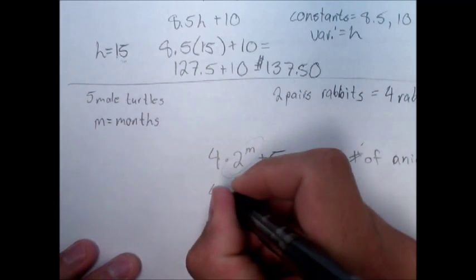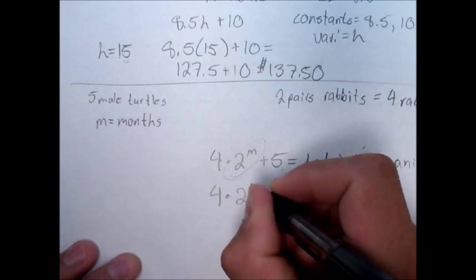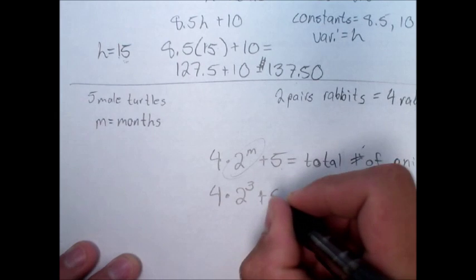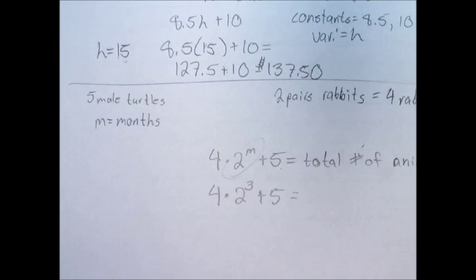So I'm going to rewrite this equation. 4 multiplied by 2 to the 3rd power plus 5. Now if you let rabbits just breed wild, you're going to end up with an immense amount of rabbits, because they can breed every single month. Okay? They're literally always in heat.